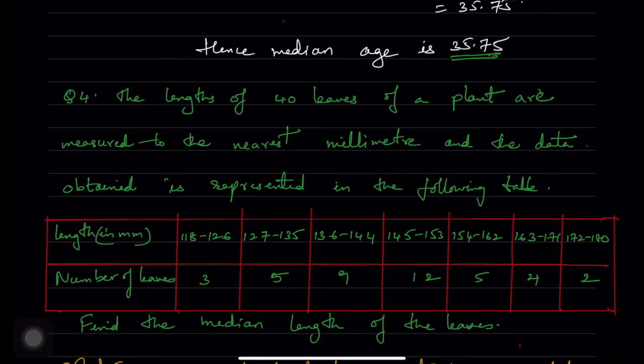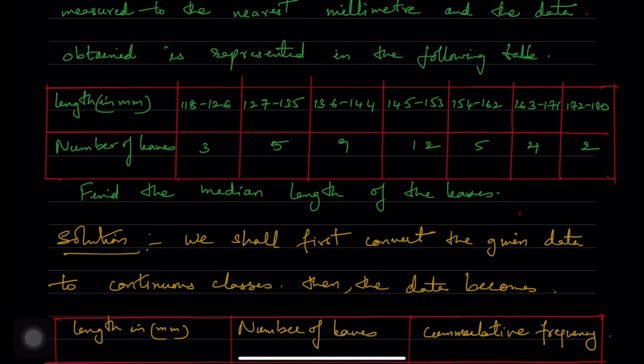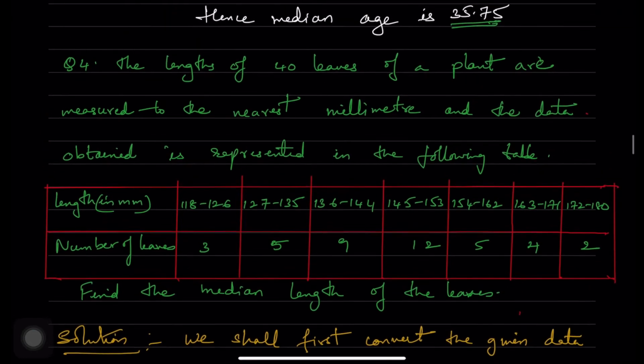The lengths of 40 leaves of a plant are measured to the nearest millimeter and the data obtained is represented in the following table. So you are getting here length is 118 to 126, 127 to 135, 136 to 144, up to 180 is given. So number of leaves is 3, 5. So this length is given in millimeters.